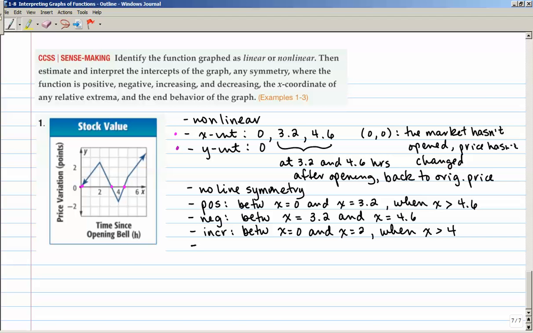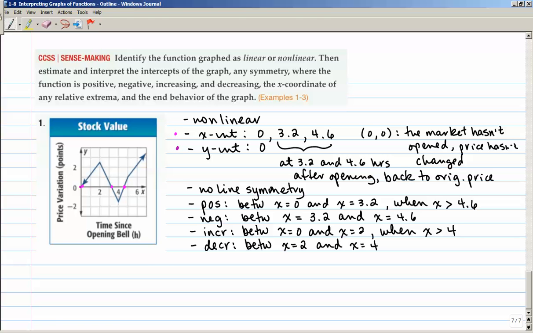Okay. Where is it decreasing? In other words, where is it going down? And that would be just on this interval right here where it's going down, between x equals 2 and x equals 4.